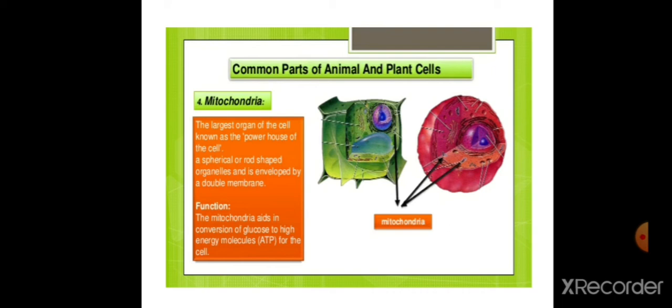Now, what is the function of this mitochondria? As I told you, this is a place where respiration takes place. So the function of mitochondria is that it aids in the conversion of glucose to ATP, that is respiration, right? When a glucose molecule is broken down, you get energy. That energy is in the form of ATP, which is used by the cell. So this is the function of mitochondria.